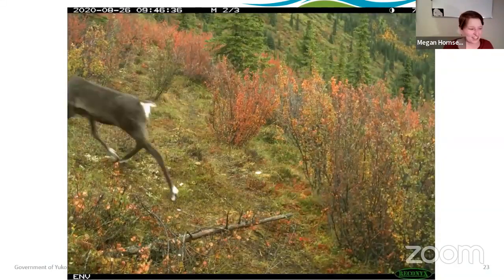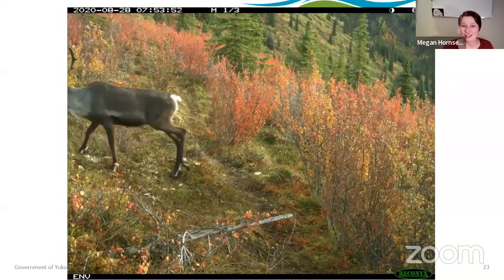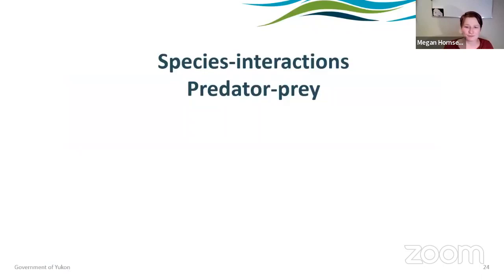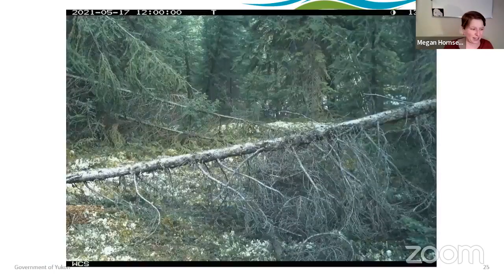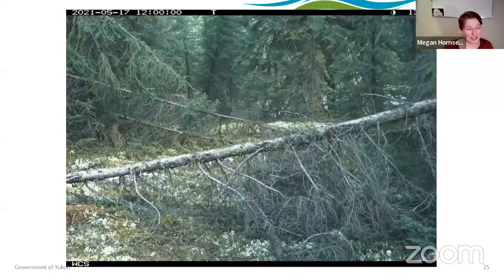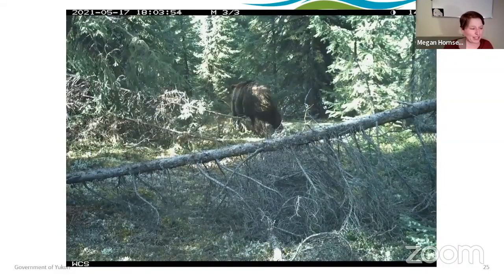And then another thing that we can get at with this type of data is looking at species interactions, or looking at predator-prey interactions. And so if we go through to this next site, you can actually see that this is a moose, and 50 seconds later, there's a grizzly bear coming through. So we captured this a couple times in different areas, and specifically around the Beaver River, but it's really interesting behavior that we were able to see that we wouldn't get any other way.